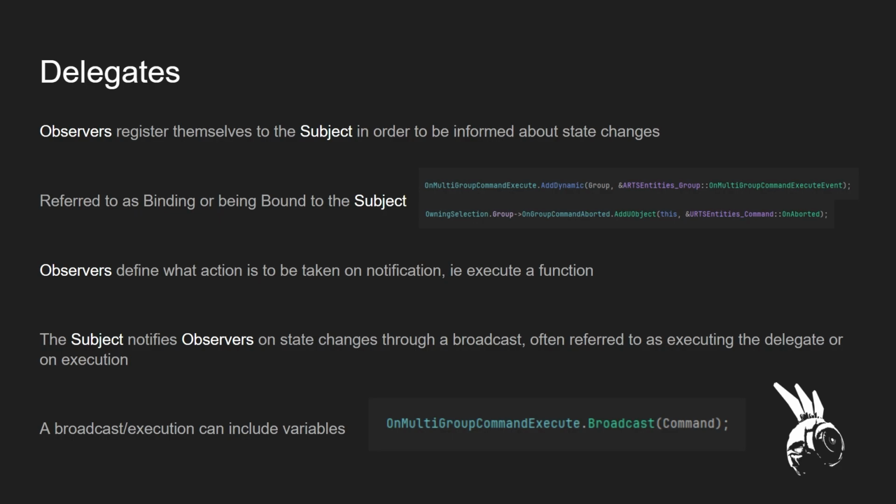The observer will define what it wants to occur when the notification of the state change comes. In that example, they're both executing a function when the subject notifies them of the change or the event. And the subject notifies the observers through what's called a broadcast. I hear it referred to as executing the delegate or an execution, but in Unreal, the actual function is called a broadcast. You can see an example there on the multi-group command execute. A broadcast can include variables, so you can see there it's passing the actual command variable, whatever that is. You can pass whatever variable, even object pointers and things like that, any variable.